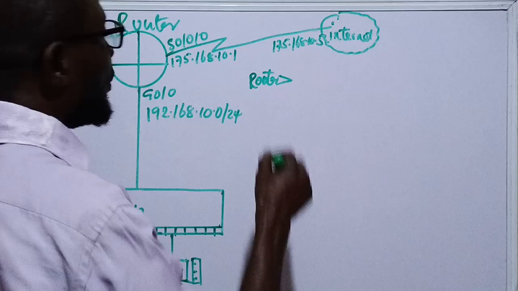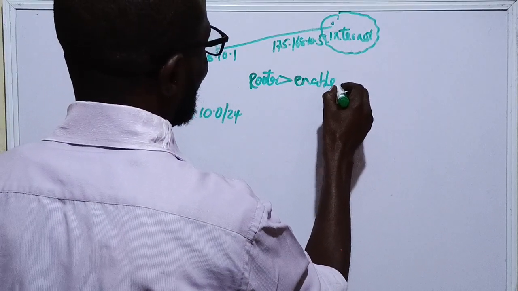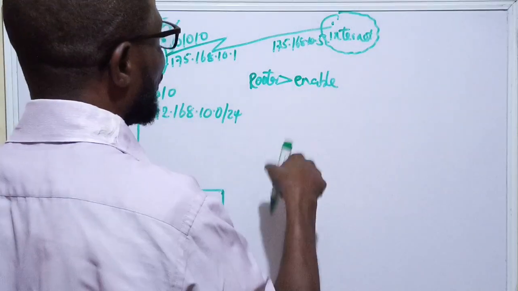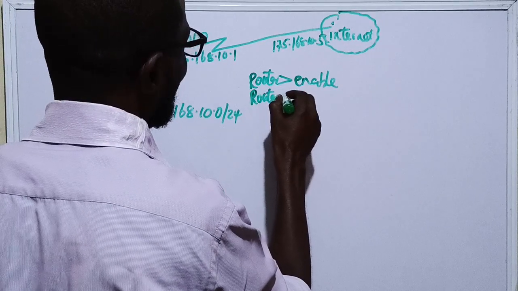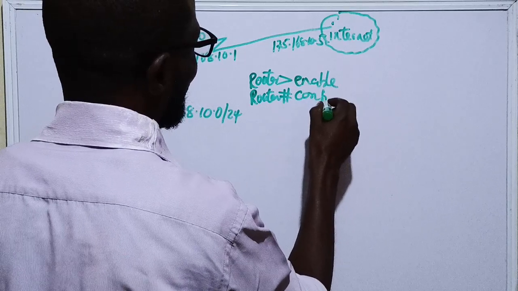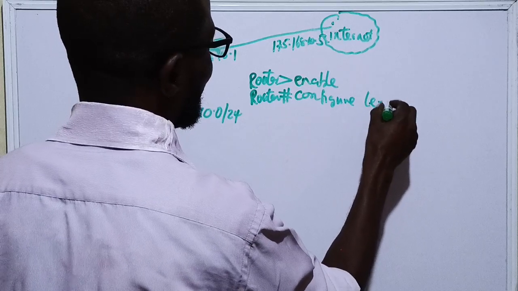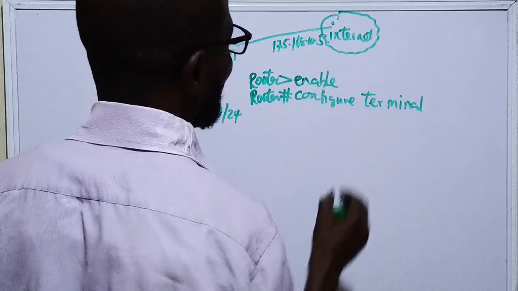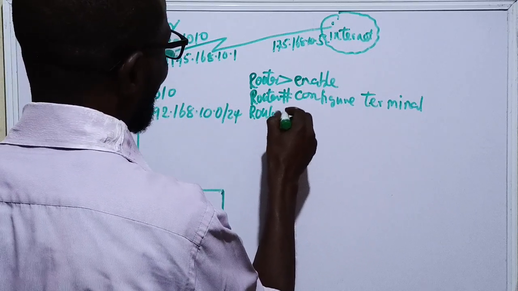But before then, you need to do this: enable. You hit enter. This enable can be EN. When you put EN and hit enter, it will bring you to this privilege mode here. You put configure terminal, or config T for short, and hit enter. That will bring you to global configuration mode.